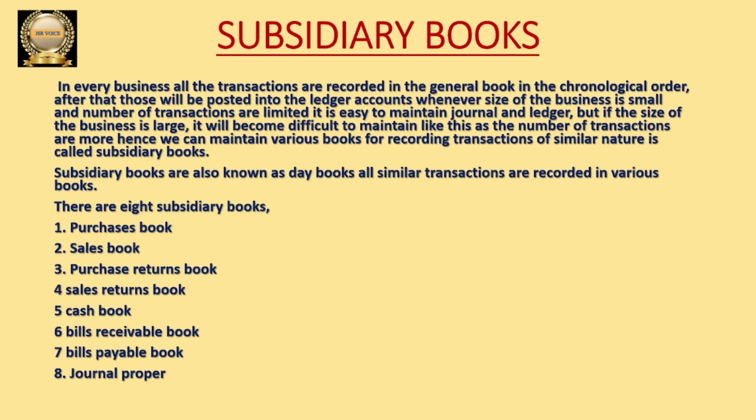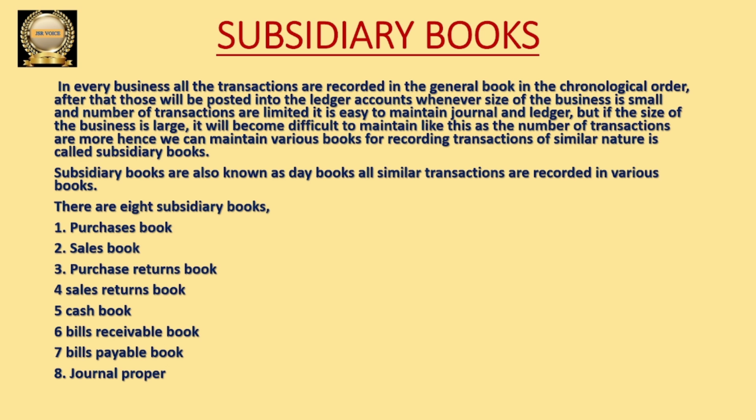In subsidiary books, they record similar transactions. What does that mean? There may be purchases in the business. All purchases are recorded in the purchases book, and only credit purchases are recorded. However many credit purchase transactions there are, all will be recorded in the purchases book. Sales transactions are recorded in the sales book.